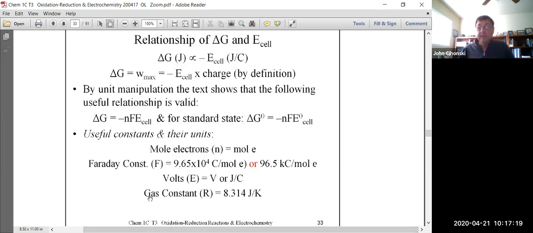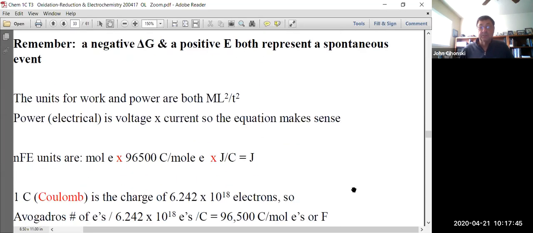Now, the other thing we need to keep in mind, we will see that our gas constant R shows up again here. And the unit that we use is 8.314 joules per degree Kelvin, okay? So forget the other two gas constant numbers. This one in joules is what we are interested in.